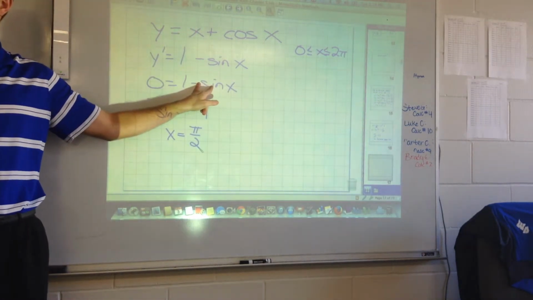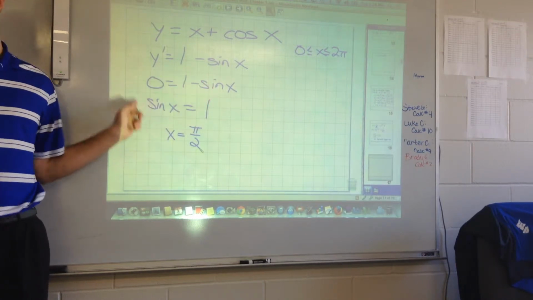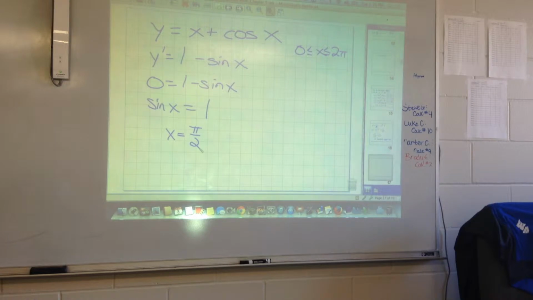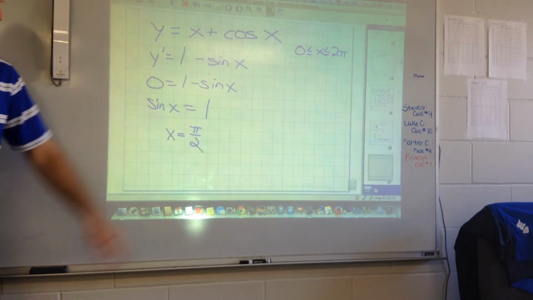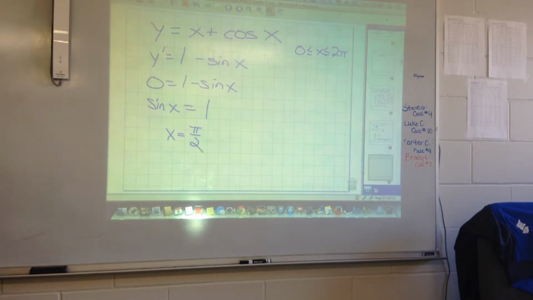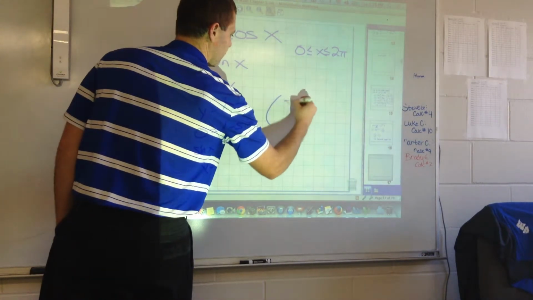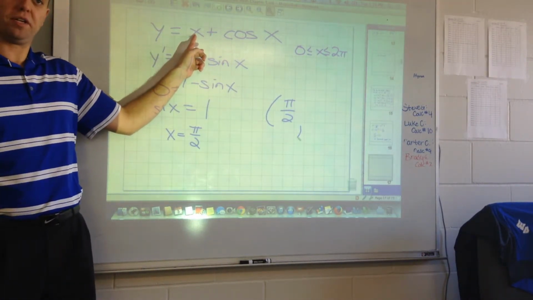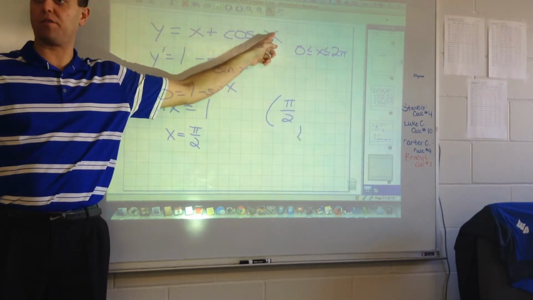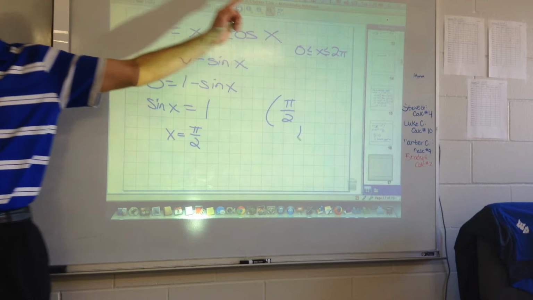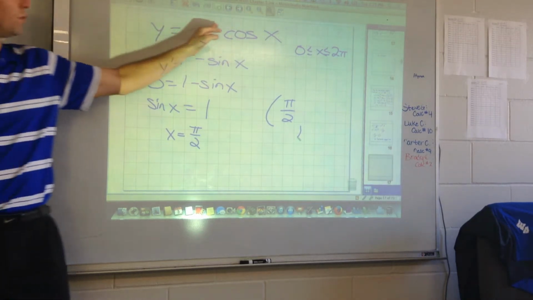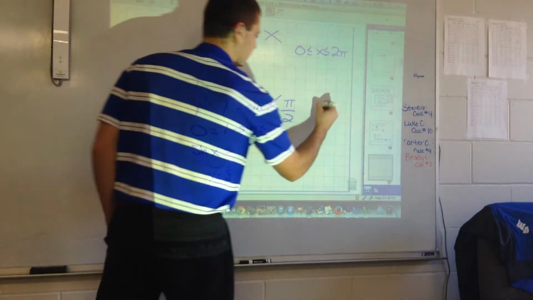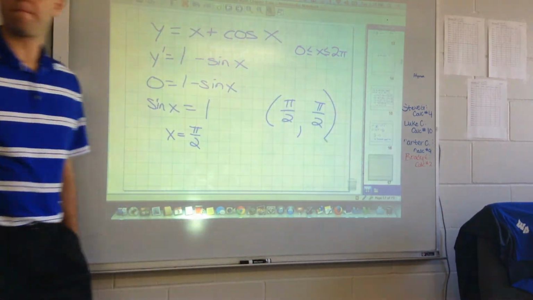I added sine x to both sides. Instead of moving the 1 and then dividing by negatives, I just decided to move the negative sign by adding it to both sides. That makes sense? So x equals pi over 2. That is the x value where the original function has a horizontal tangent line. If you want the original coordinate, you plug pi over 2 into the original function: pi over 2 plus the cosine of pi over 2. Cosine of pi over 2 is 0, so pi over 2 plus 0 is pi over 2.